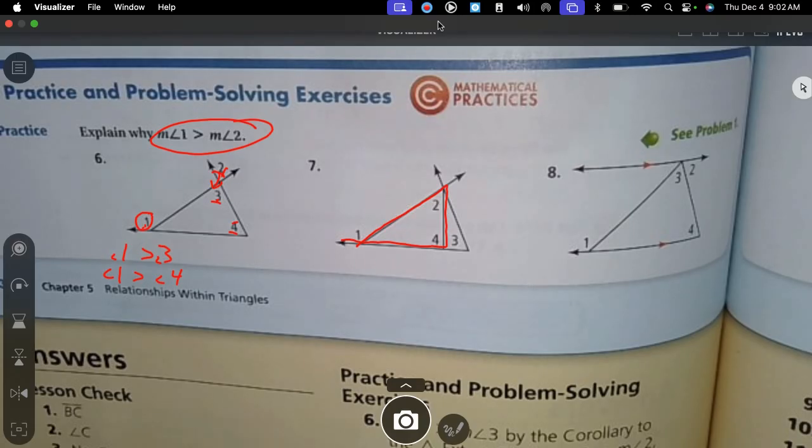Okay, this is just more of the thinking type questions. Now I think we're about to dive into actual numbers. Okay? It's just kind of understanding that concept.